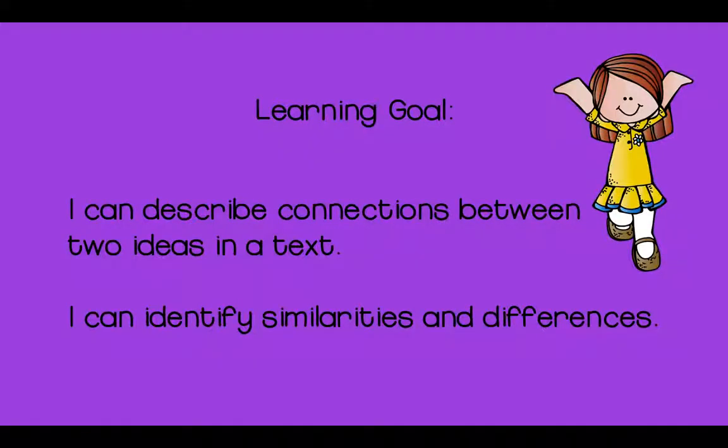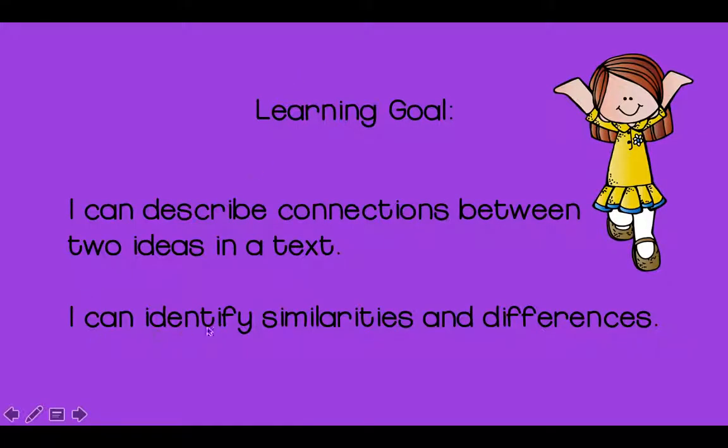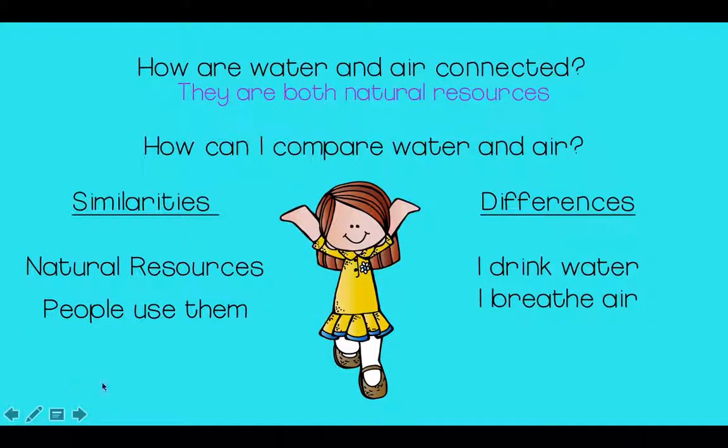So today our learning goal was I can describe connections between two ideas in a text. And we did that right here. We described how water and air are connected or how they're related. They're both natural resources. And we also said I can identify similarities and differences. We talked about how water and air are similar because they're both natural resources and because people use them.